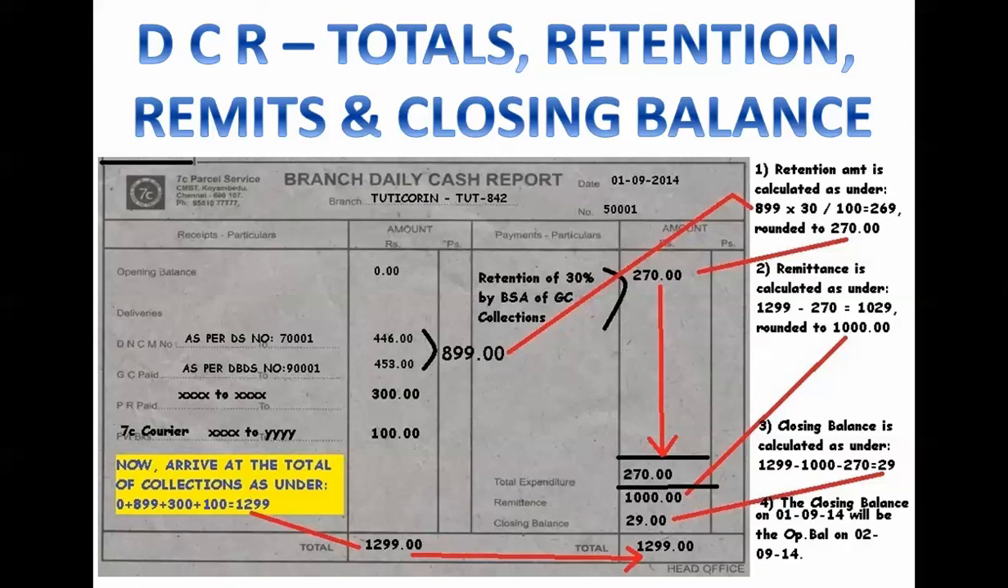The closing balance is calculated as under: 1299 minus 1000 rupees minus 270 is equal to 29 rupees. So closing balance is 29 rupees. This is the closing balance of the DCR dated 1/9/2014. Now what happens to this closing balance? This closing balance will become the opening balance of your DCR on the next day, that is on 2/9 when he prepares the DCR. This will be carried forward as the opening balance in this way.